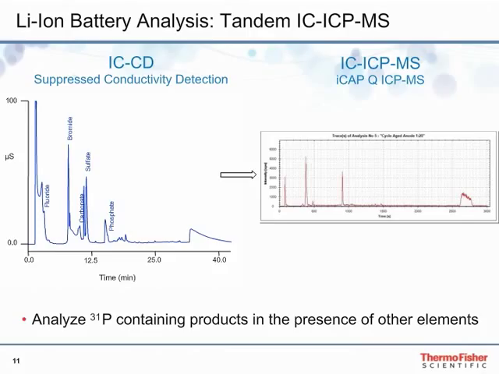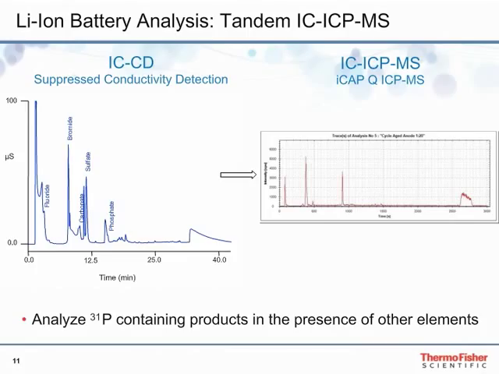This slide shows how ion chromatography coupled to the Thermo Scientific iCAP Q ICP-MS provides identification of phosphorus-containing lithium-ion battery degradation products in the presence of other elements. Results from the analysis of a second electrolyte degradation sample by ion chromatography under similar potassium hydroxide eluent conditions is shown on the left. Shown on the right are results for the analysis of phosphorus using IC-ICP-MS.